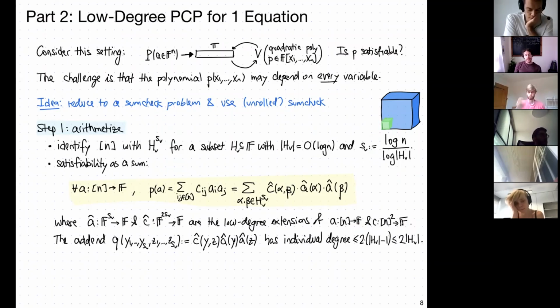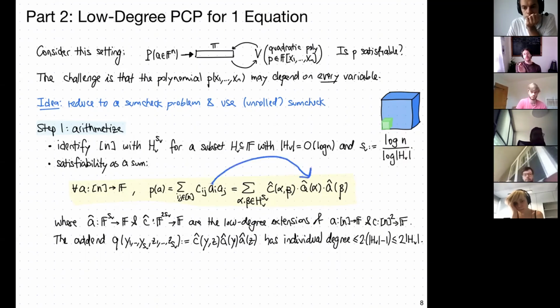Now, we have this addend that we'll denote by Q. It's a function of some variables y and some variables z of this form. This is a bit confusing, so let me try to unpack it. Maybe it's even better to see it with the AIs because you don't have this additional notation. We took a vector, just a vector of values, and then we embedded it in a cube, and then we took the low degree extension. So there are two things that follow.